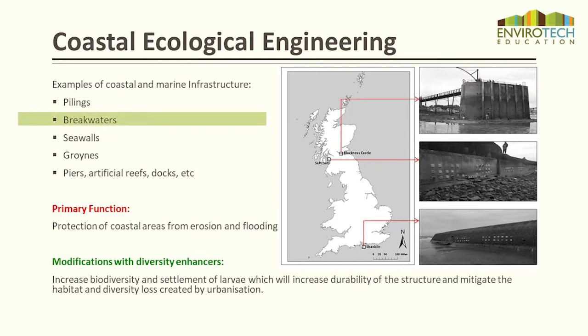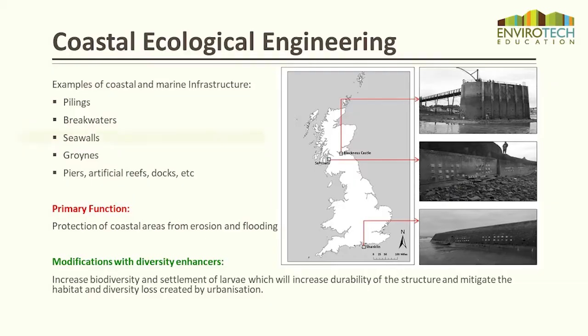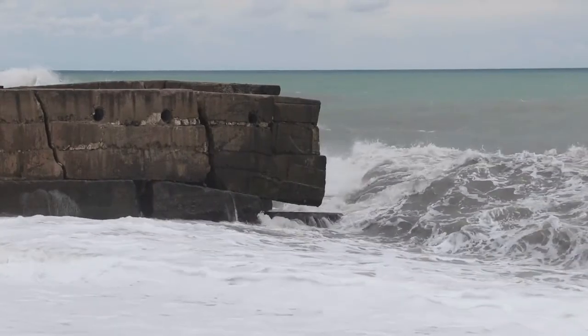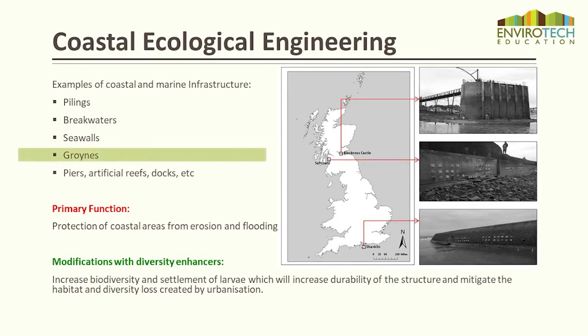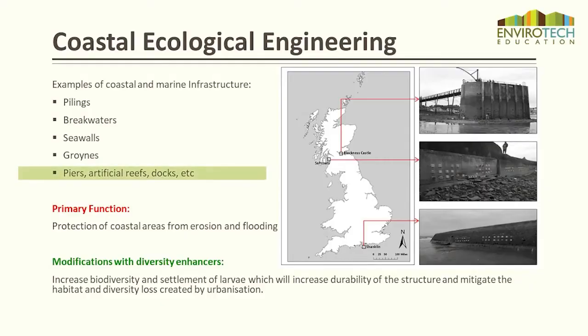We've got breakwaters, often concrete or stone. We've got the seawalls, like around Sydney Harbour and around canal estates. We've got the beach groins, usually made out of rocks. We've got piers, artificial reefs and docks, etc.